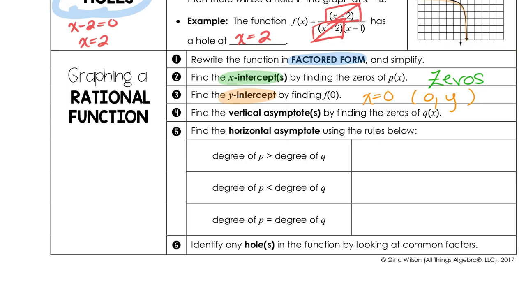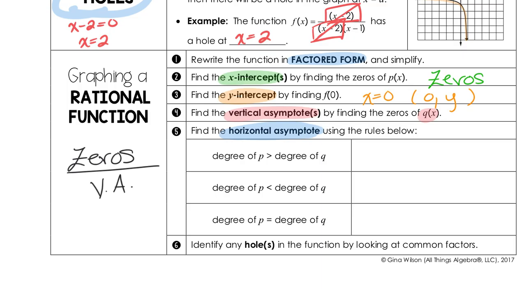Vertical asymptotes occur when you're finding the values of q. So vertical asymptotes happen in the bottom of your fraction, and horizontal asymptotes happen when we compare the numerator and the denominator. So if this is my rational function, my zeros are found up at the top. My vertical asymptotes are found at the bottom. My horizontal asymptote is when I compare the degree of the top and the bottom. The degree is the highest exponent attached to some variable.